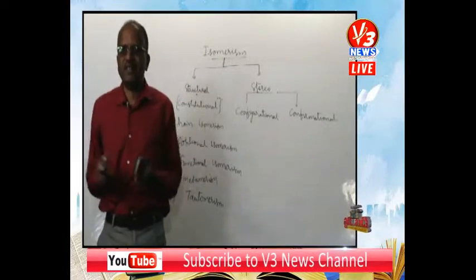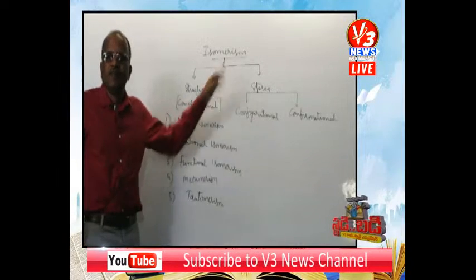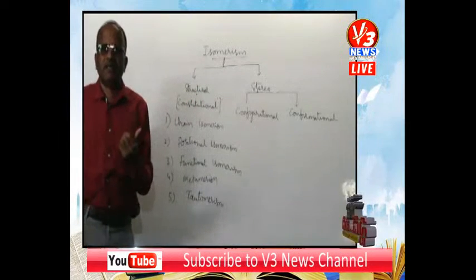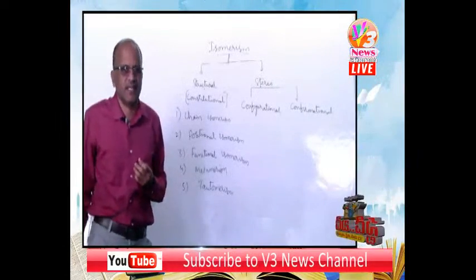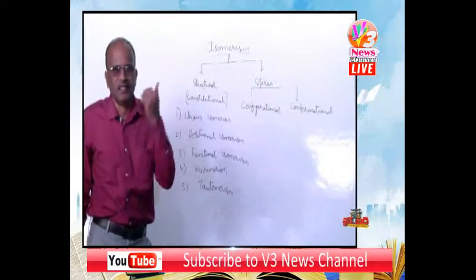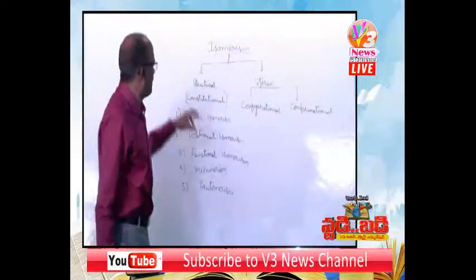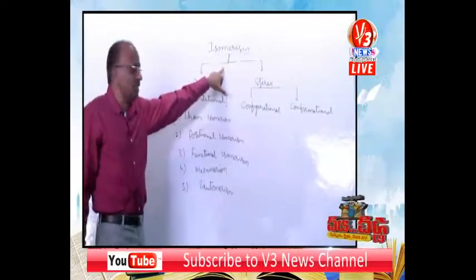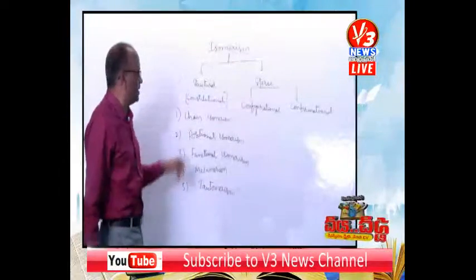Good evening students. Today we will discuss isomerism in organic compounds. First of all, existence of two or more compounds with the same formula but different physical and chemical properties is known as isomerism. Okay, you know all these fundamental concepts. Isomerism is again classified into two types, structural isomerism and stereoisomerism.